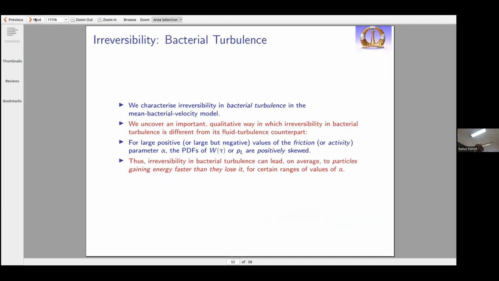Now let's look at what happens in bacterial fluid turbulence. So we characterize irreversibility by using this mean bacterial velocity model. We uncover an important qualitative way in which this is different from its fluid turbulence counterpart. In particular, for large positive and large but negative values of alpha, that is either big friction or big activity, the PDFs of these quantities are positively skewed. So irreversibility in bacterial turbulence, particles typically on average gain energy faster than they lose it for certain ranges of values of alpha. So this is yet another way in which they're different.